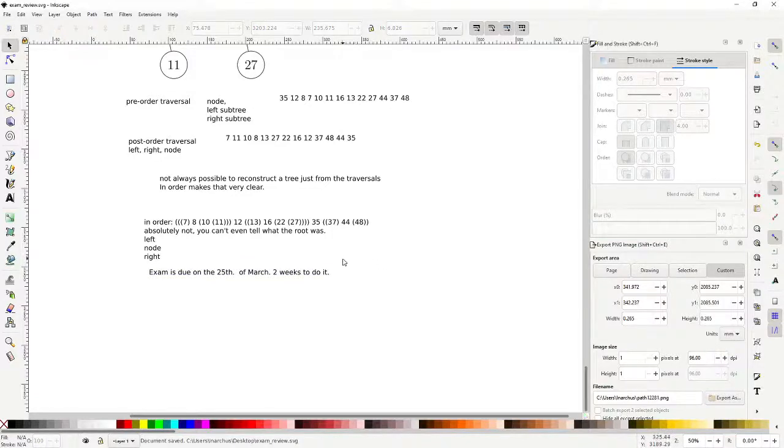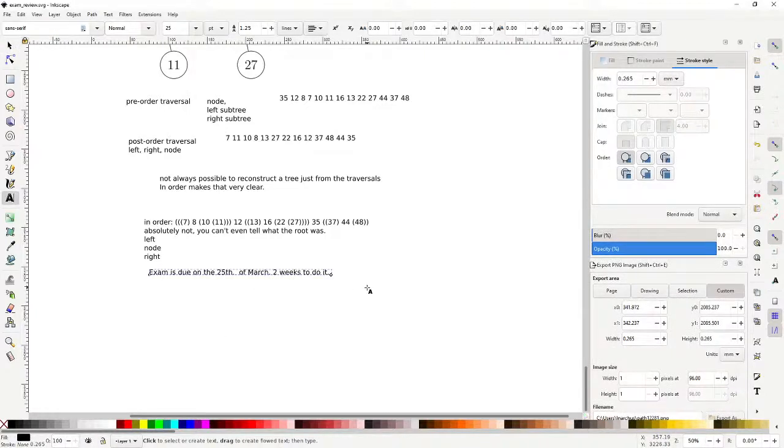Okay, so that was the exam review. I didn't cover AVL trees at all, so I'll take AVL trees off of this. We'll do AVL trees again once we get back.